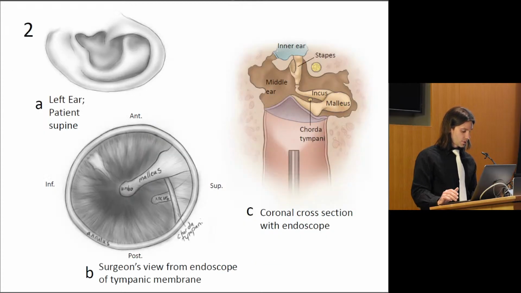The left ear was operated on with the patient in a supine position. Figure B displays the tympanic membrane and surrounding anatomy. Figure C is a coronal cross-section, giving a bird's eye view of the position of the ossicles in the middle ear.